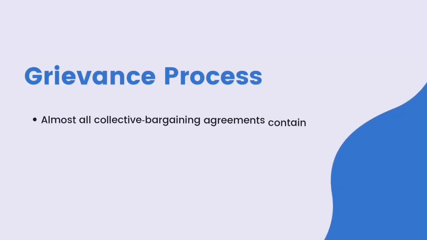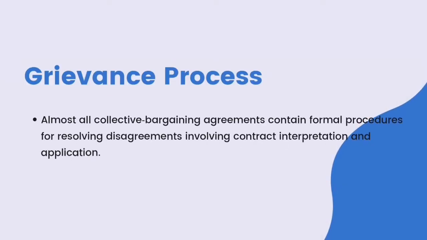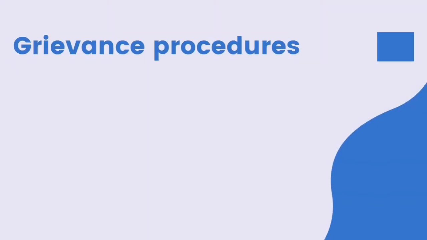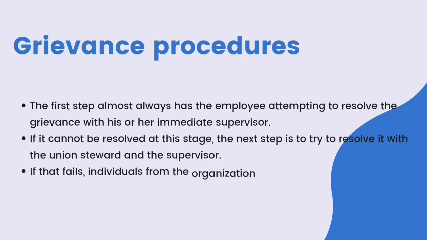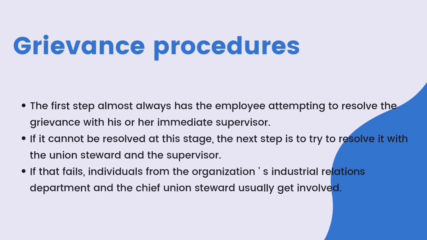Grievance process. Almost all collective bargaining agreements contain formal procedures for resolving disagreements involving contract interpretation and application. Grievance procedures: the first step almost always is the employee attempting to resolve the grievance with his or her immediate supervisor. If it cannot be resolved at this stage, the next step is to try to resolve it with the union steward and the supervisor.